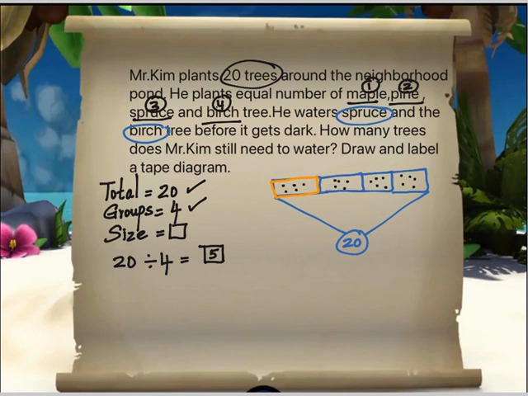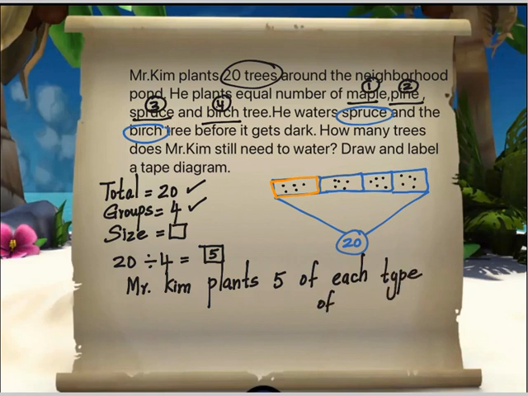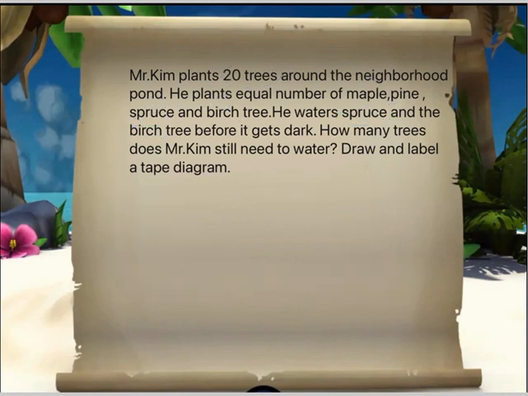So the statement is, Mr. Kim plants 5 of each type of tree. Period. That is the first statement. The second part of the question is, he waters only 2 types of trees, that is the spruce and the birch tree, right? And we have to find how many trees he still needs to water.